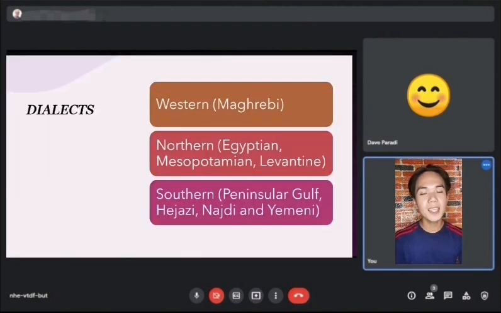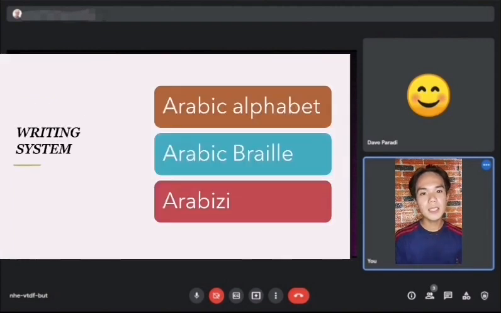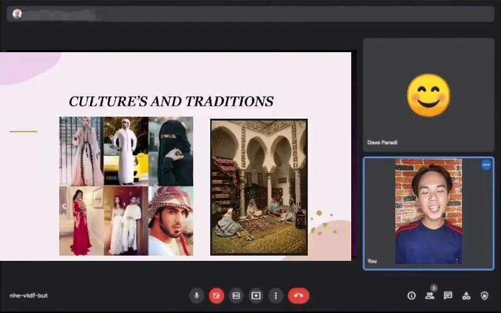And then the dialects: Western, which is the Maghribi; Northern, Egyptian; Mesopotamian, Levantine; and Southern, Peninsular Gulf, Hijazi, Najdi, and Yemeni. So we have the writing system: Arabic alphabet, Arabic Braille, and Arabizi. So that's it. And now let's move to the culture.